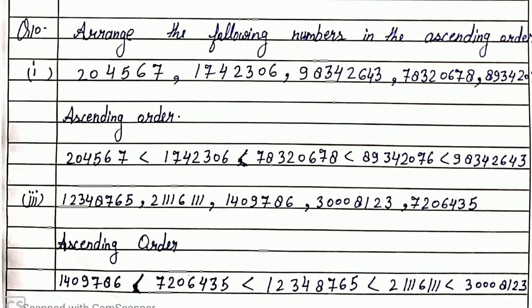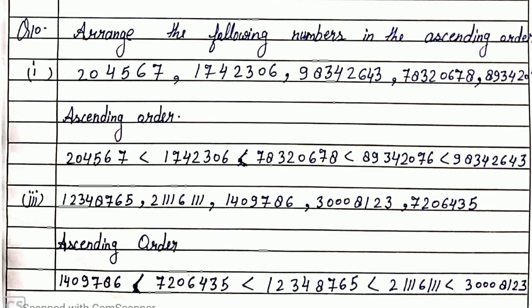Now see how we will solve the first part and third part. We have to write all the numbers in ascending order. First you count all the digits. The number with the fewest digits will come very first. The number with more digits is larger and will come last. According to that we will compare the numbers and then write.